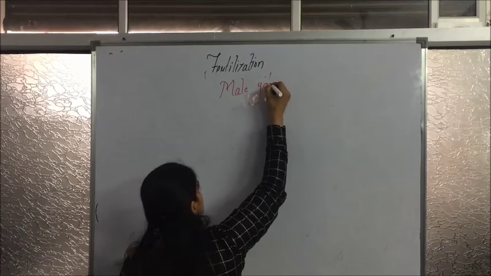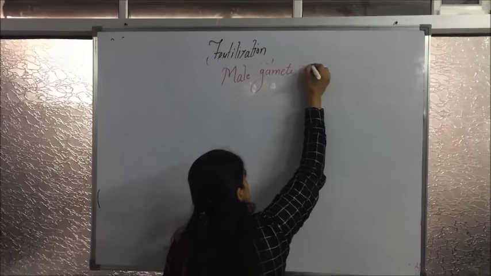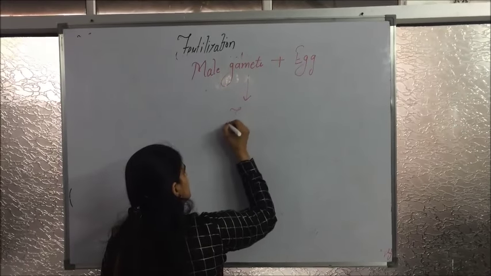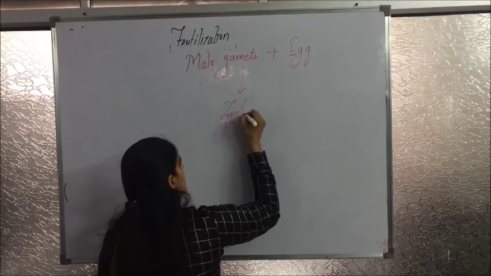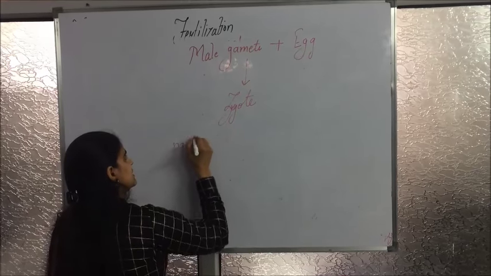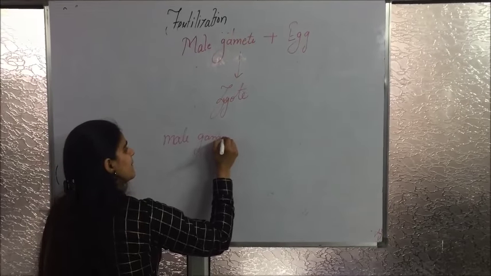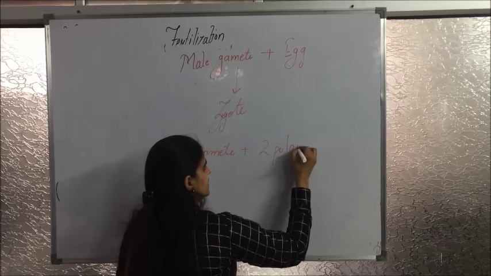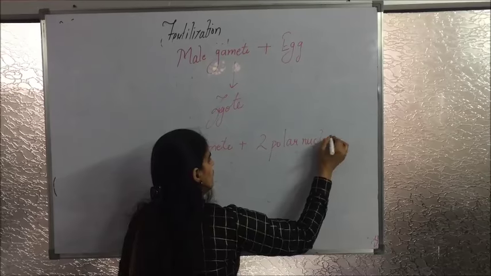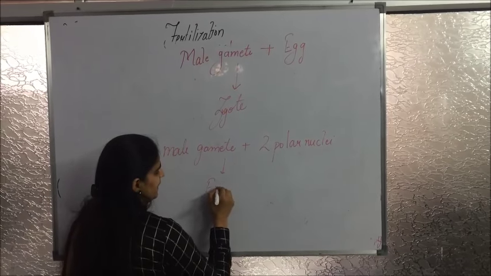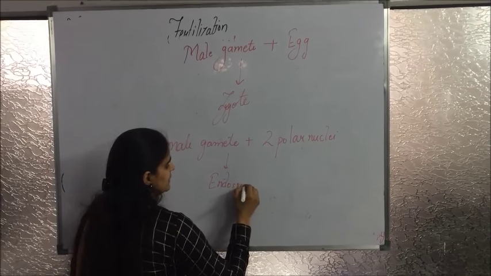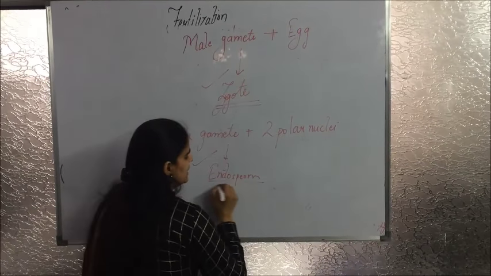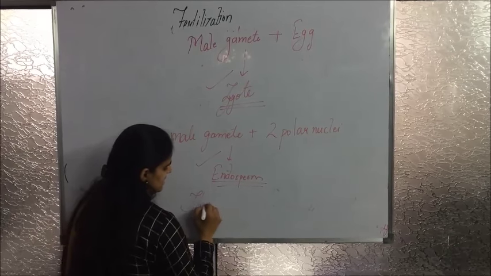Male gamete plus egg will form zygote. Male gamete plus 2 polar nuclei forms endosperm. Here, endosperm and zygote, two products are formed. This is called double fertilization.